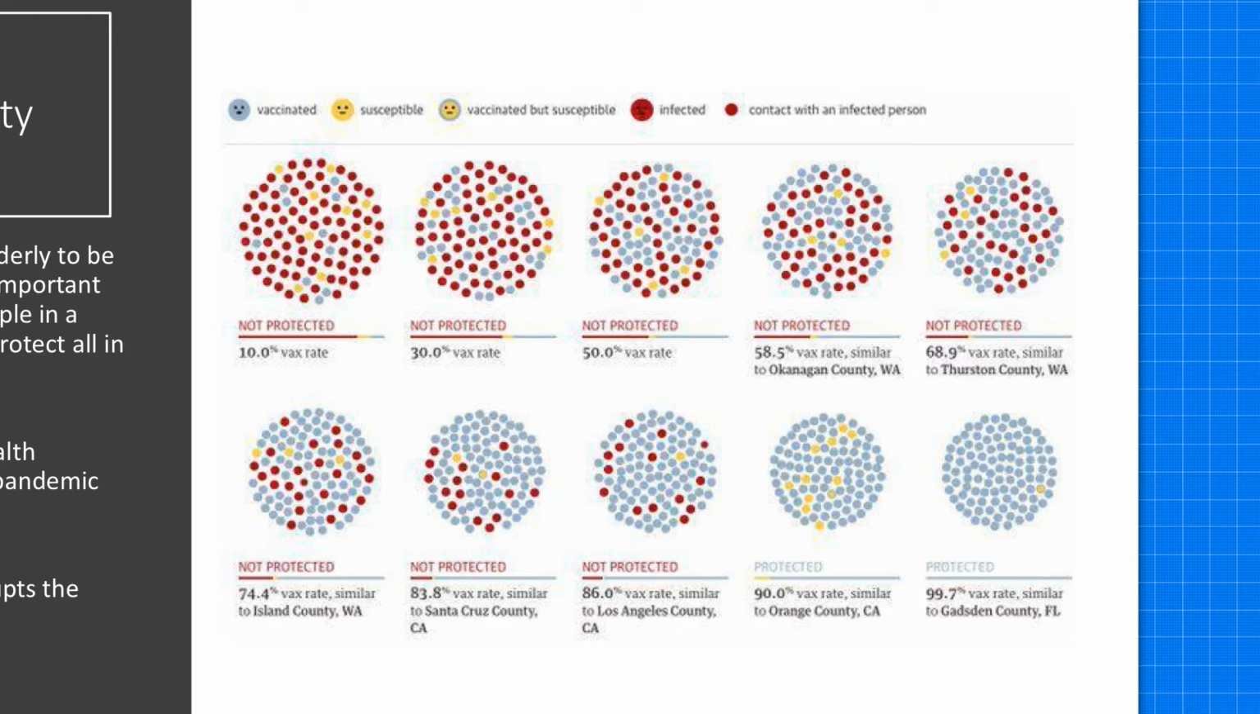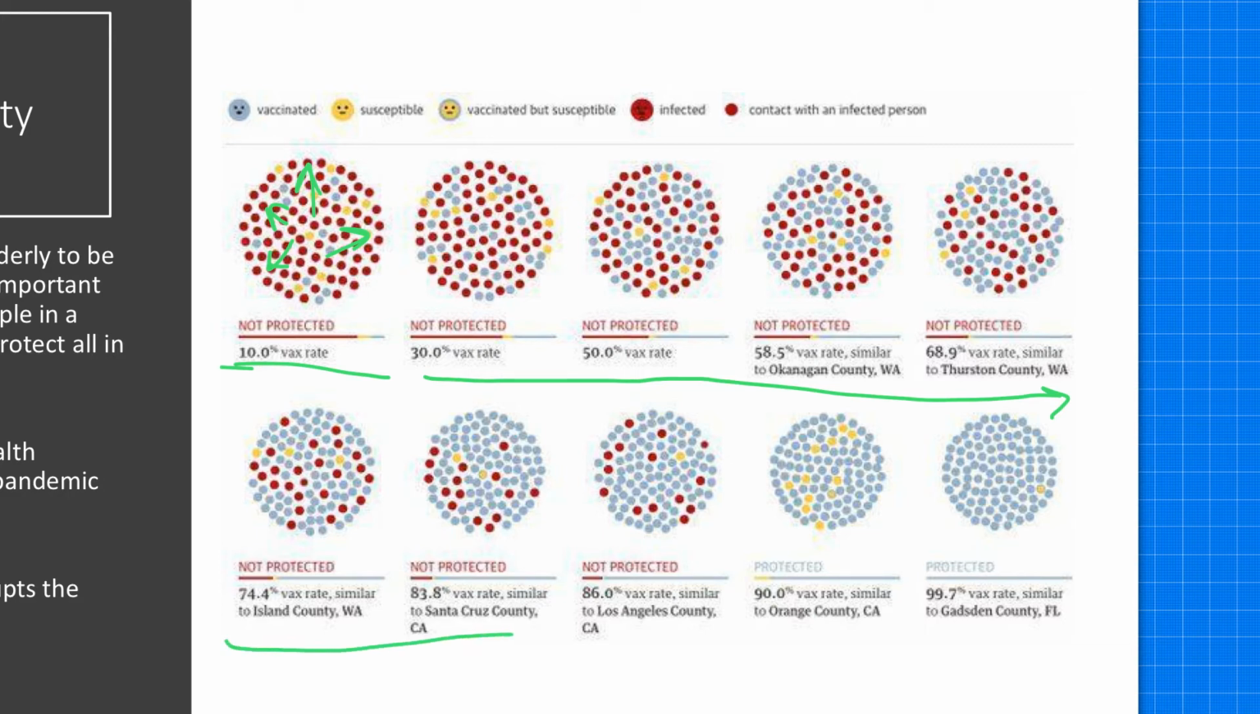This diagram summarizes why it's important for many people to be vaccinated, and thanks to The Guardian for this infographic. As you can see, if there's a 10% vax rate, the infected numbers are quite large, and you get a large amount of contact with infected people, so it spreads really easily. There are a few vaccinated people and a few susceptible people as well, but it's not enough to protect you. And even at about 70%, you're still not fully protected. So vulnerable people would not be protected.